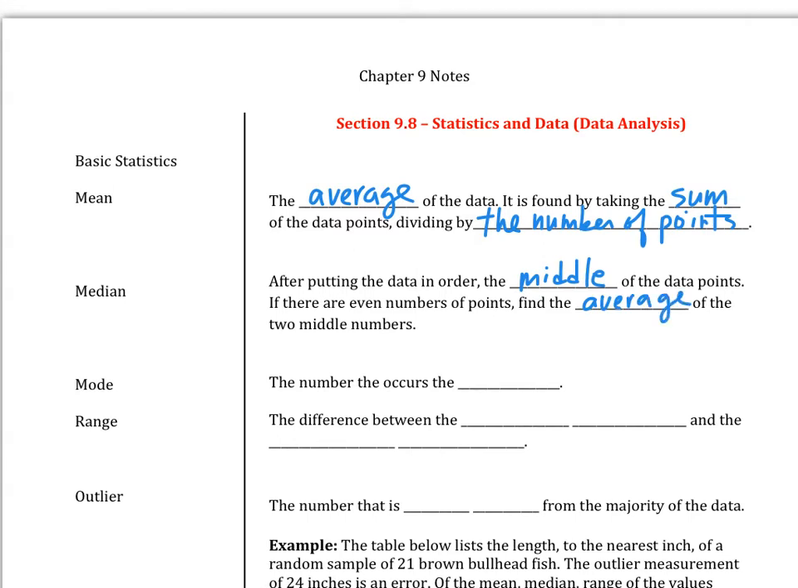The next one is mode. Mode means most. So the number that happens the most is called the mode. Now, this is kind of confusing to people. Mode is not frequency. So we look at which one happens the most, and then we say that number is the mode, not how many times. How many times is not the mode. That number itself is the mode.